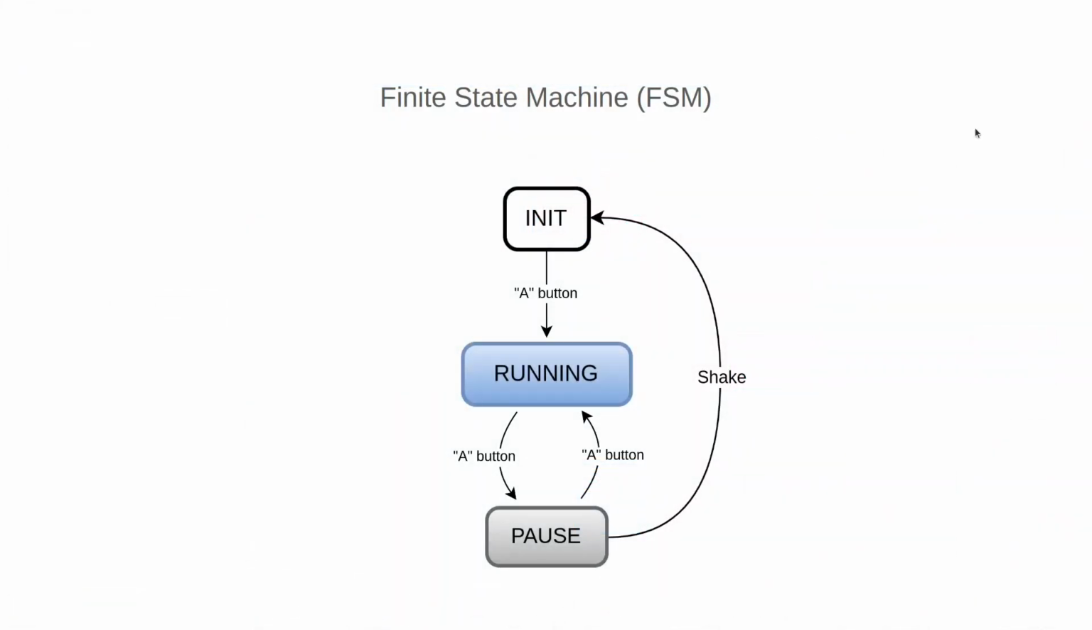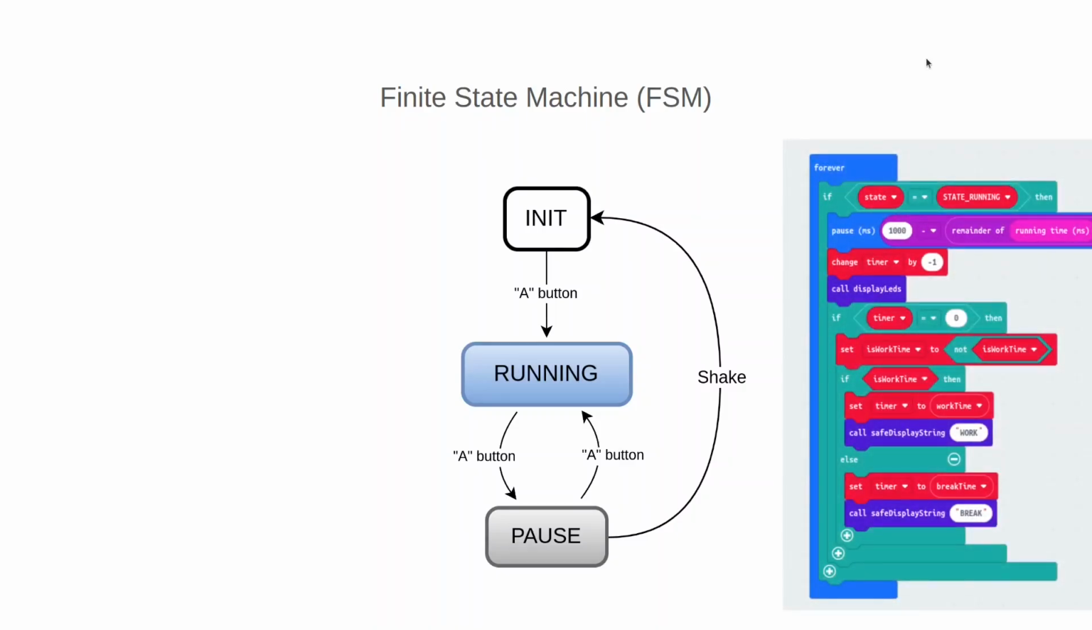Let's continue from where we left off last time. We have a simple finite state machine with only 3 states and with transitions between them by pressing button A to go from init to running, from running to pause with a press on button A, and back from pause to running again with a press on button A. And we can go from pause to init by shaking the Microbit board. There is one flaw in this design, and let's try to understand what's happening by inspecting the code.